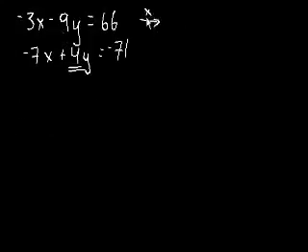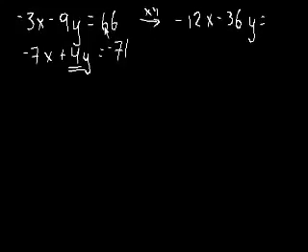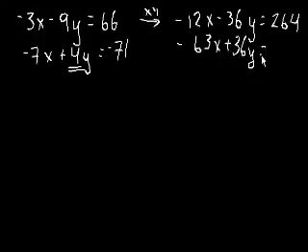So if we multiply the top equation by 4, we get minus 12x minus 36y is equal to 4 times 66, 240 plus 24 is 264. Right? I hope that's right. And we multiply the second equation by 9. So it's minus 63x plus 36y is equal to, let's see, that's 639. That's a big number, 639.